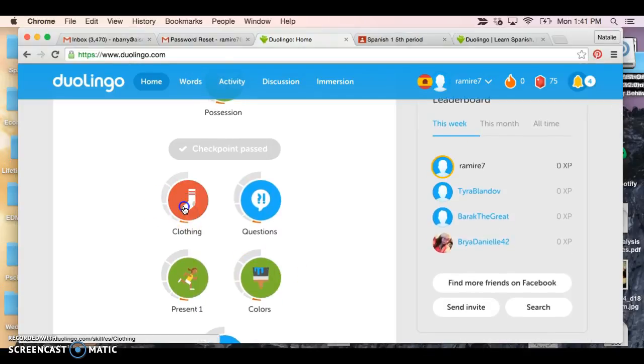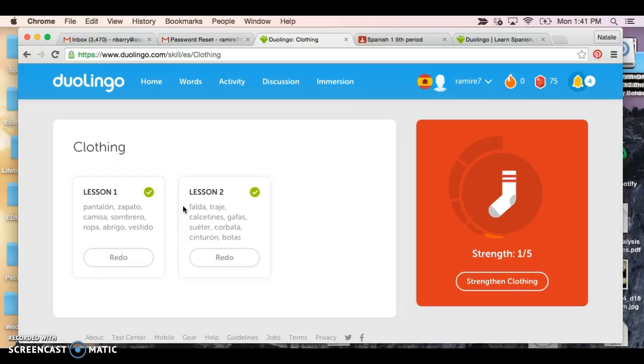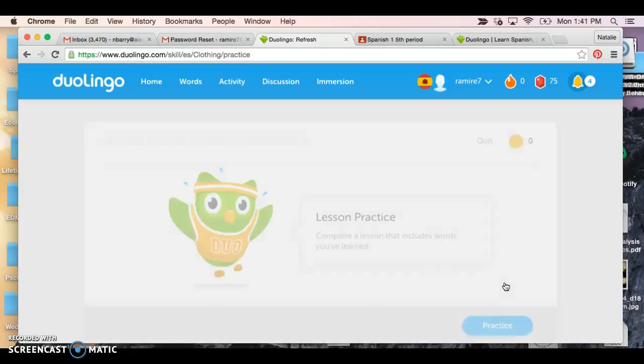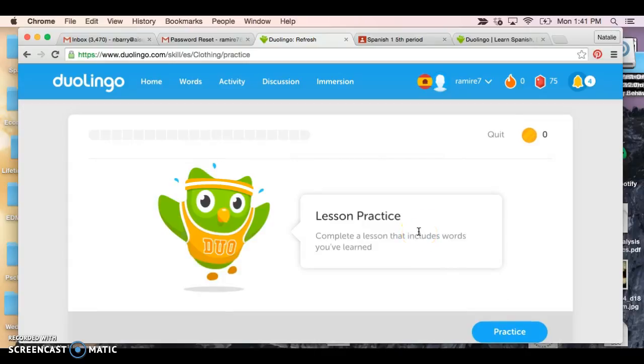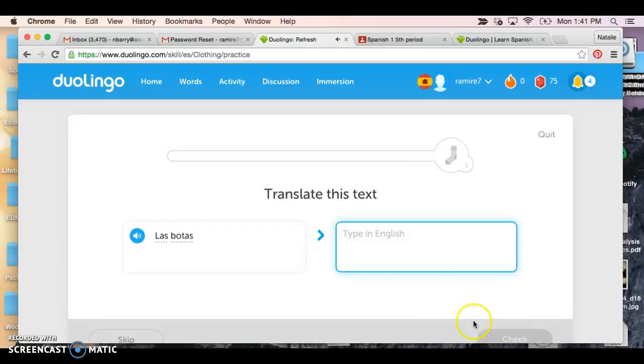So for example, if I click something like clothing, I can choose what lesson it is that I am at, and since I've already done it, I can go back and strengthen it. It will give you a practice test first to see where you are, and then you can practice.